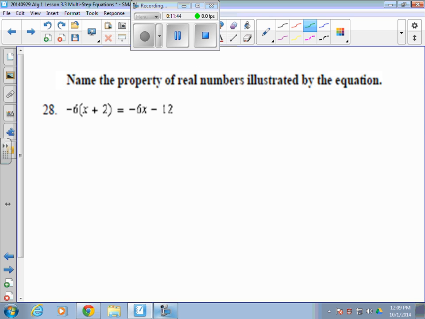Y equals 7 times 2 is 14. 28 says name the property. Negative 6 times x plus 2 becomes negative 6x minus 12 when you multiply that times that. That is the distributive property.